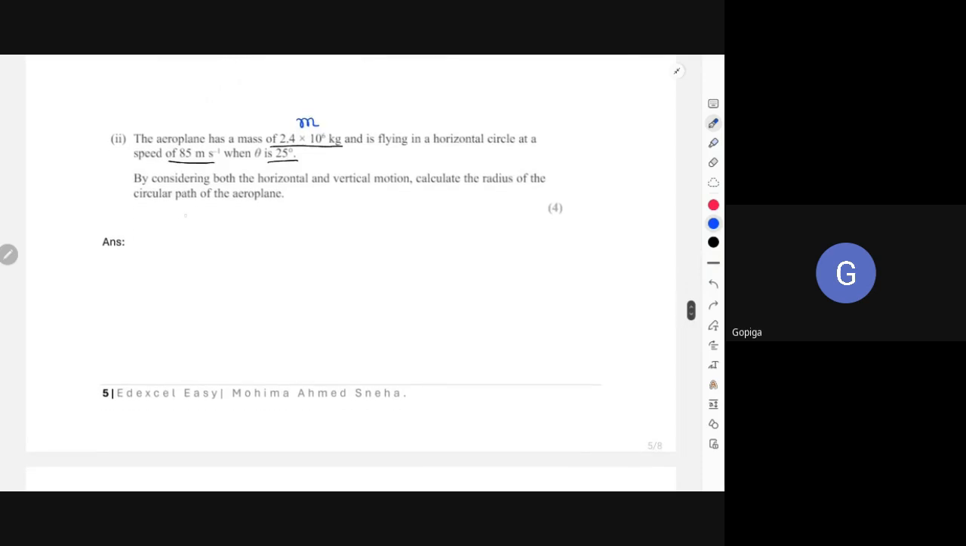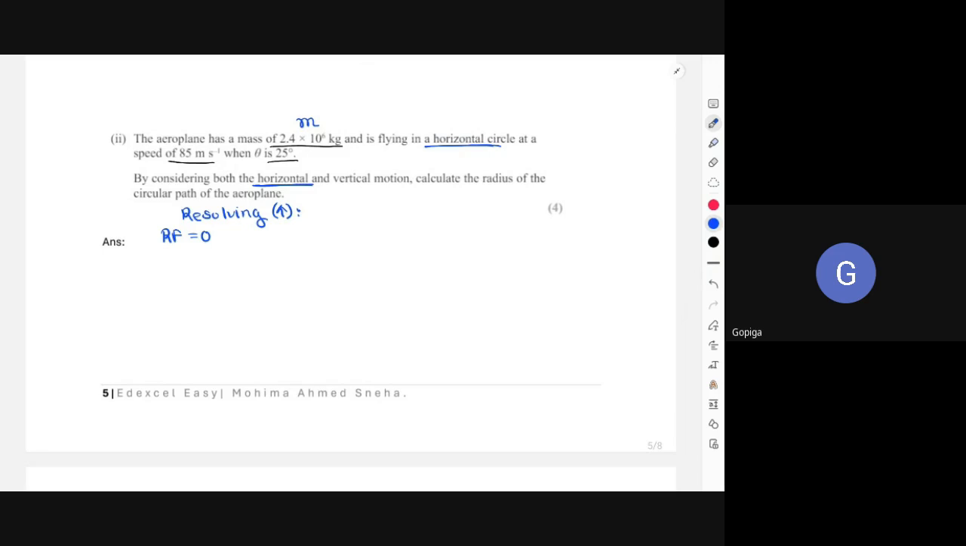Resolving vertically, we have resultant force equals zero. Why is the resultant force zero? Because the question says the object is moving in a horizontal circle. That means the object is moving horizontally, not vertically. So if there is any unbalanced force, it will only be in the horizontal direction, not in the vertical direction.